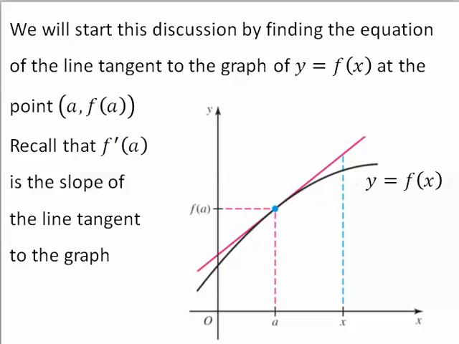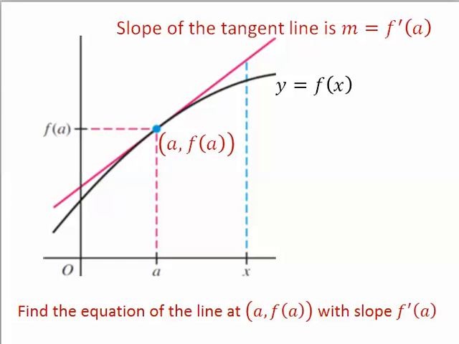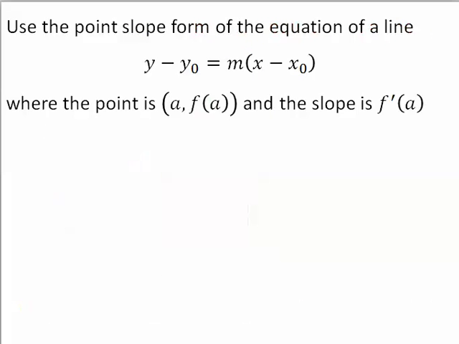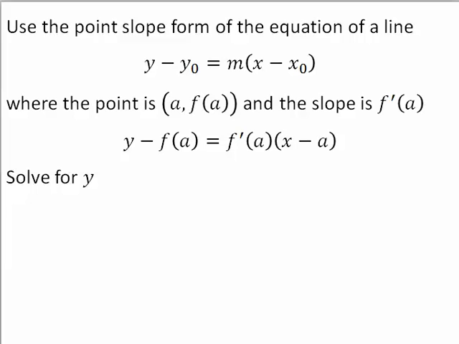Recall f prime of a is the slope of the tangent line at the point x equals a. If you have slope and a point, it's quite easy to find the equation of a line. So let's use the point-slope form of the equation of a line. Remember, our point is a, f of a, and our slope is f prime of a. Solve for y.